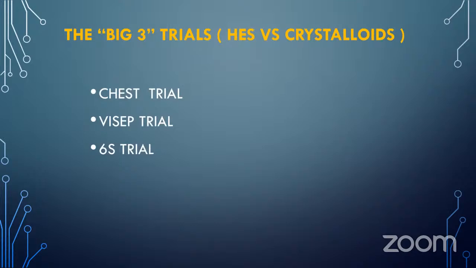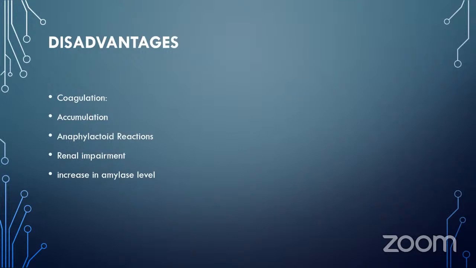So what is the evidence when starch solutions are compared to crystalloids? The big three trials, the CHEST trial, the 6S trial and the CRISTAL trial, have all shown that probably you shouldn't use starch solutions as your initial fluid of choice in the intensive care unit. They didn't show any difference in the outcomes or any overall mortality benefit. In fact, they caused more harm in terms of an increase in the incidence of acute kidney injury and an increase in the requirement of RRT. So the disadvantages, as I told, renal impairment is the most important thing. It can cause coagulation abnormalities and anaphylactic reactions.